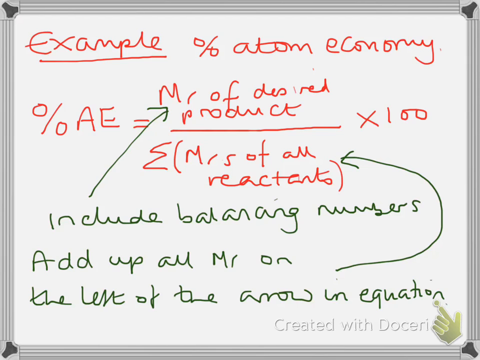If we look at percentage atom economy, I've just written AE here, it equals the Mr of the desired product divided by the summation of all the Mrs of the reactants. That sign there at the side means summation, that means add it all up, times 100. The Mr of the desired product, don't forget, will include the balancing number. And the summation of all the Mrs just means you add up the Mrs of everything that's on the left-hand side of your stoichiometry equation.